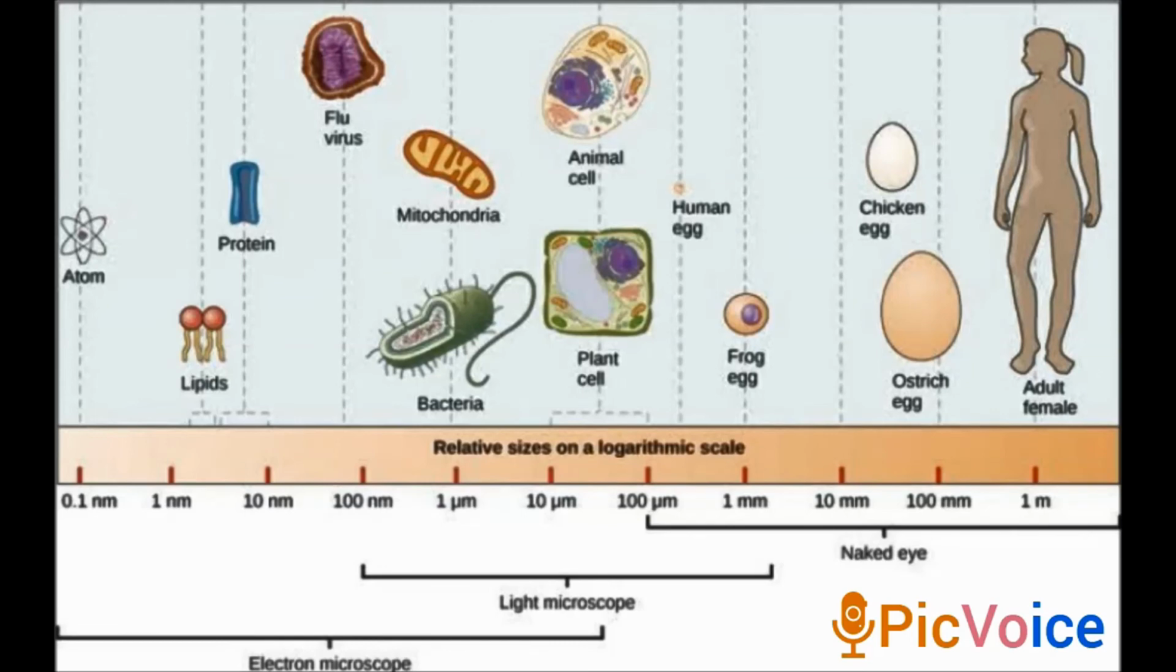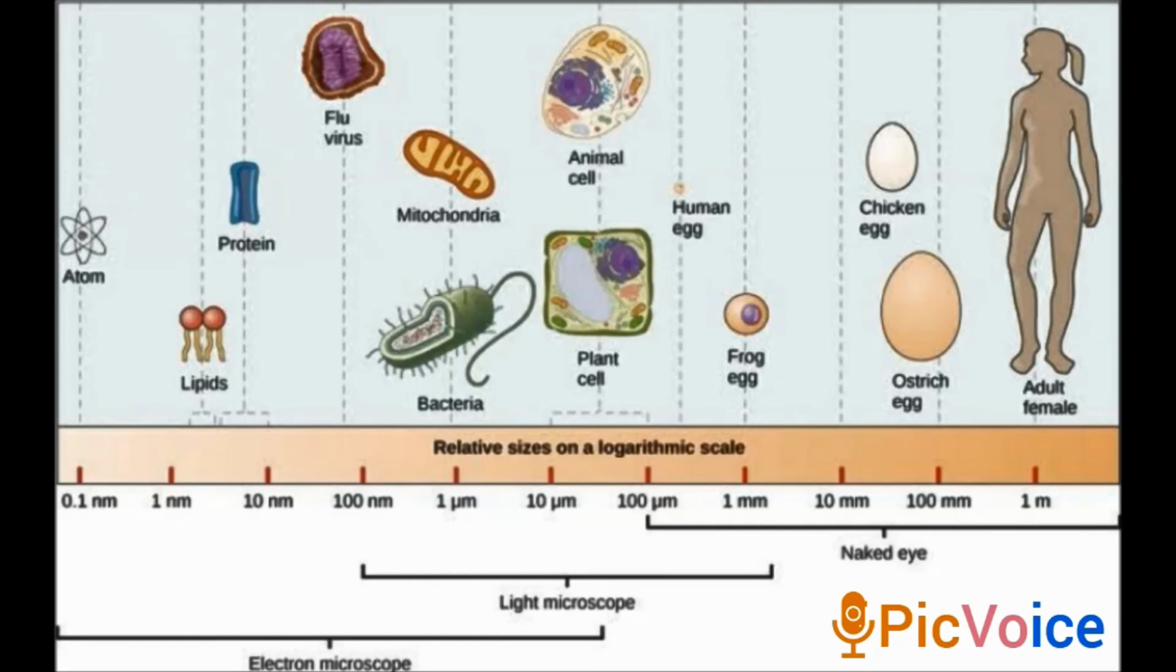Next, the last topic in this session is the size of the cell. Most of the cells are microscopic in size. Now tell me, what is meant by microscopic? Microscopic means cells are very small in size. We can't see them with our naked eyes. They are not visible to our naked eyes.